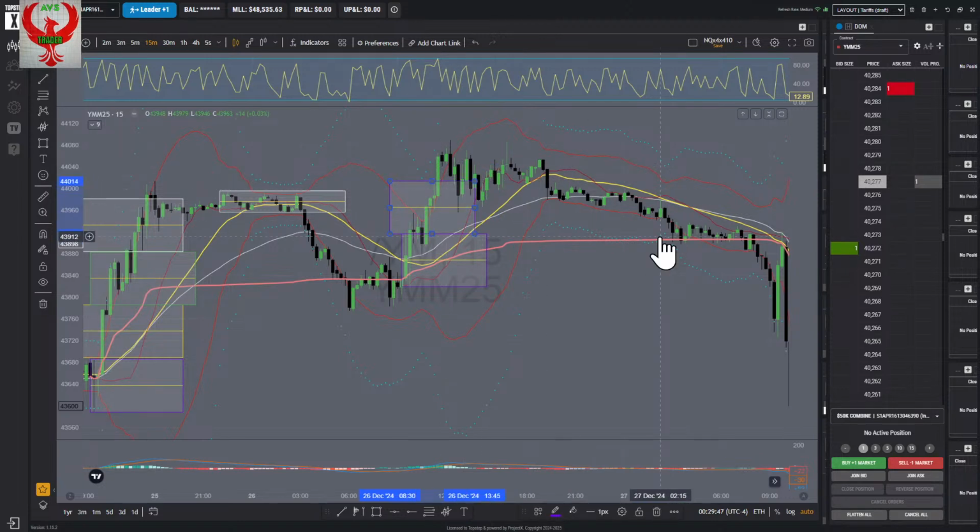PT, or price target, is where you're aiming to take profits. Okay, so that's just once you enter the trade, you want to take profits at some point. The target price or price target, that's where you're aiming to take your profits.